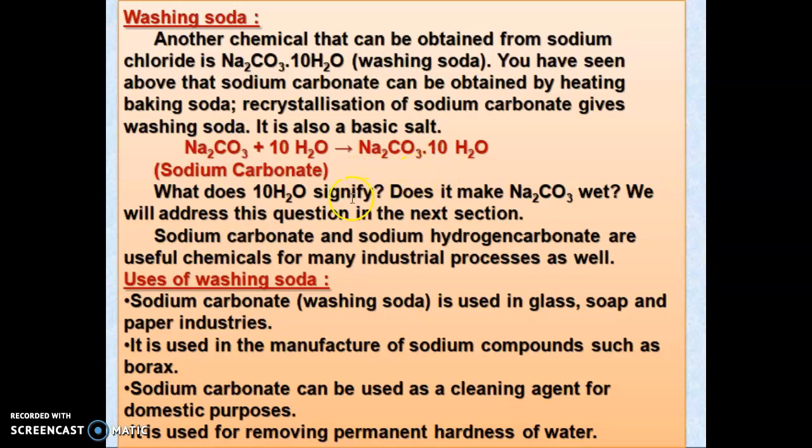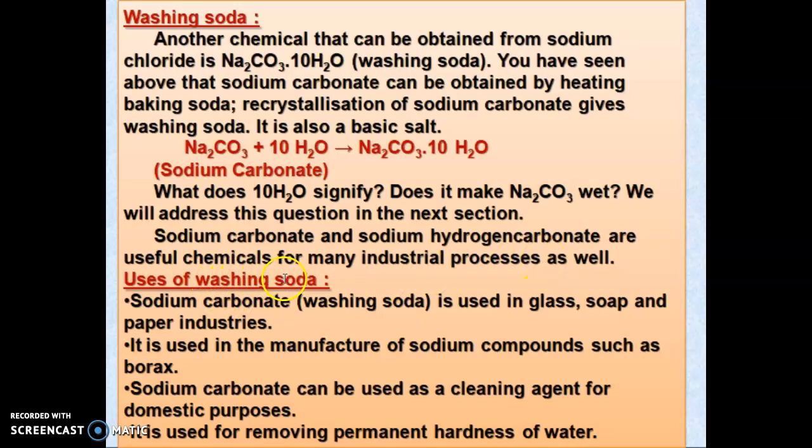What the 10H2O signifies, you can study in the next session, that is how we can prepare crystallization. That will be seen later. Sodium carbonate and sodium hydrogen carbonate are useful chemicals for many industrial processes as well.